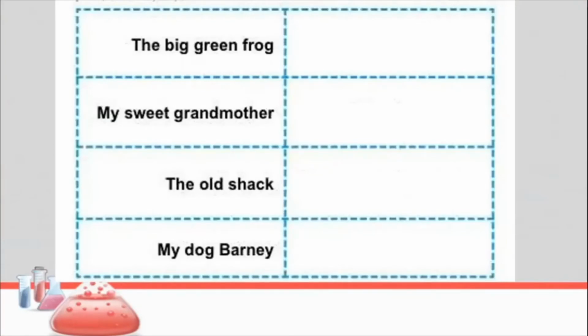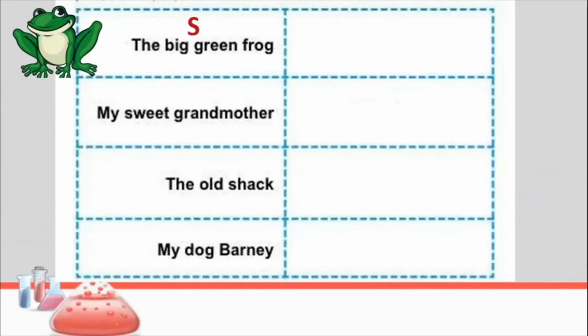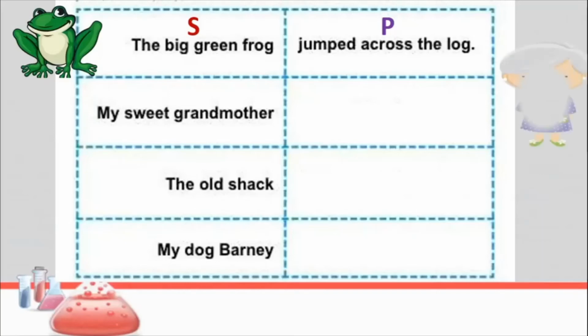So see, the big green frog. So this particular sentence is about the big green frog. So this big green frog is the subject. Now what will be the predicate? What did this big green frog do? He jumped across the log. So that is the predicate. So the big green frog jumped across the log. In that, the big green frog is the subject and jumped across a log is the predicate. Now the next sentence is about my sweet grandmother.